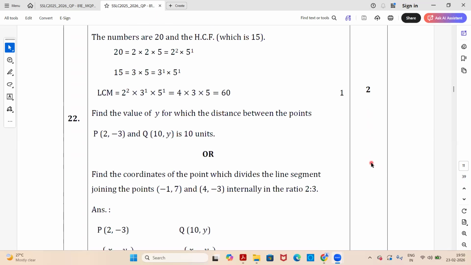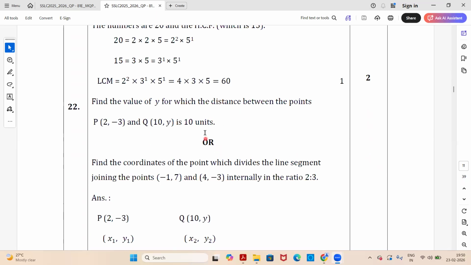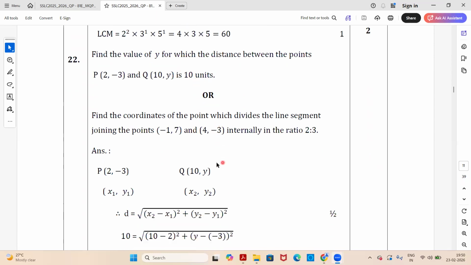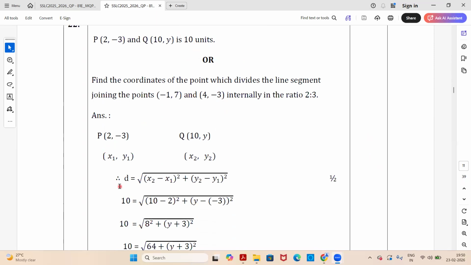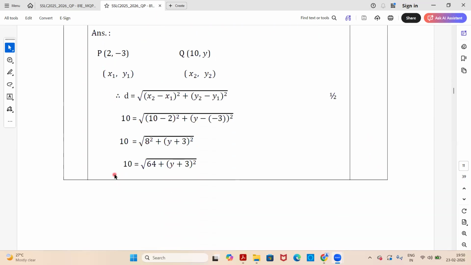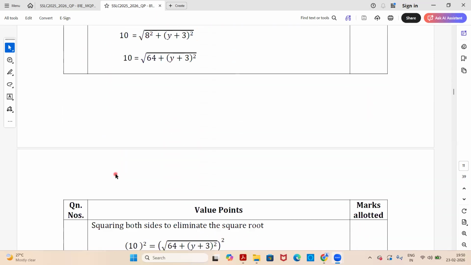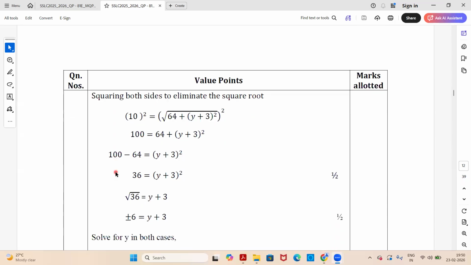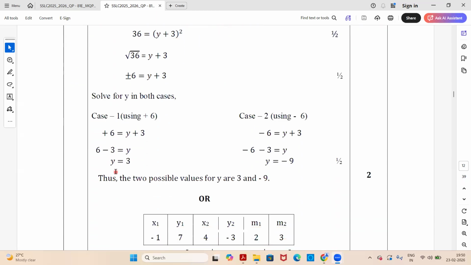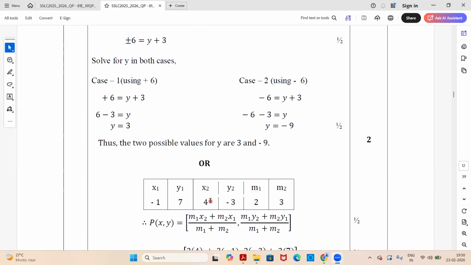Next is question 22. Here you can see that you have an option in this question. This is first and this is second. Any one has to be done. Now this is the answer for the first question, and then followed by the second answer from here.